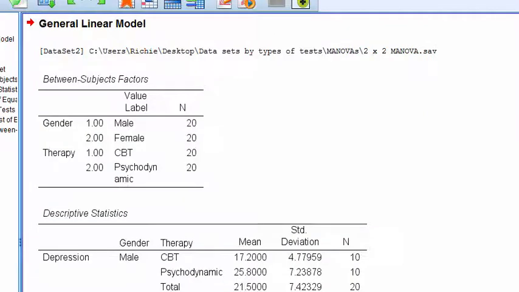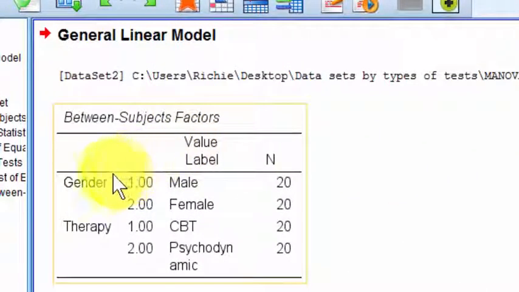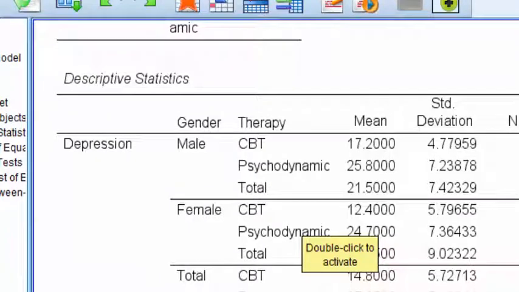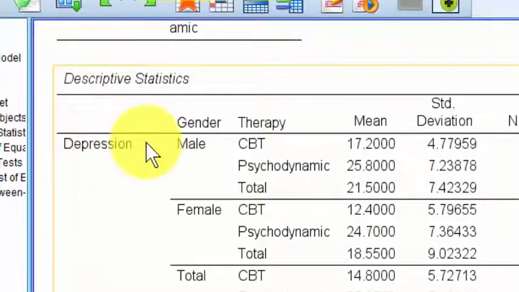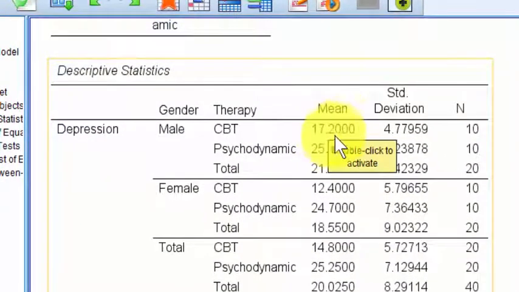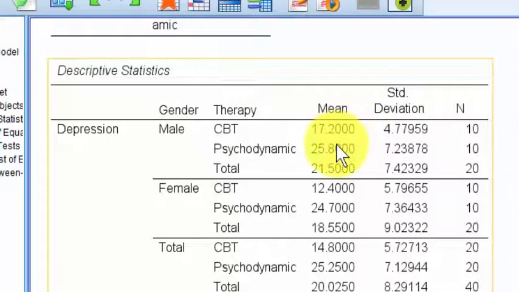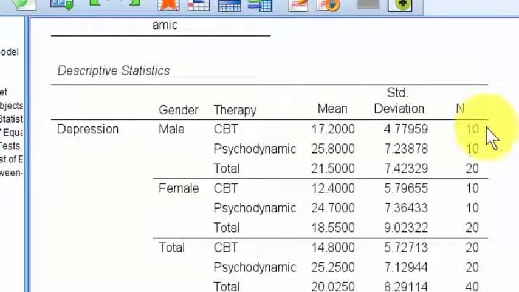I'm going to show you how to interpret the output. So for gender, there's 20 males, 20 females, and 20 people getting CBT and 20 people getting psychodynamic. Now let's look at the means for depression. Okay, here's your first DV. So there's males, CBT, psychodynamic, and big difference there, right? It's almost 8.5 points. So for the females, same thing, big difference. So don't be surprised when you get a lot of significance in there. So that's the first DV.